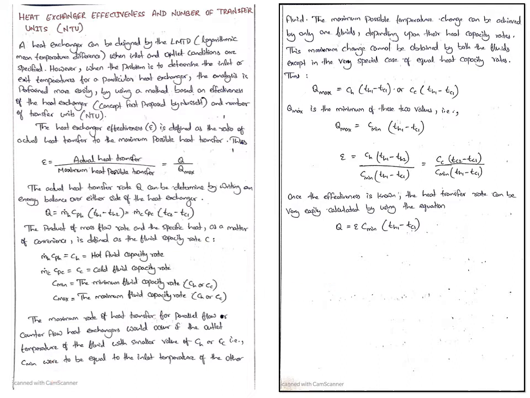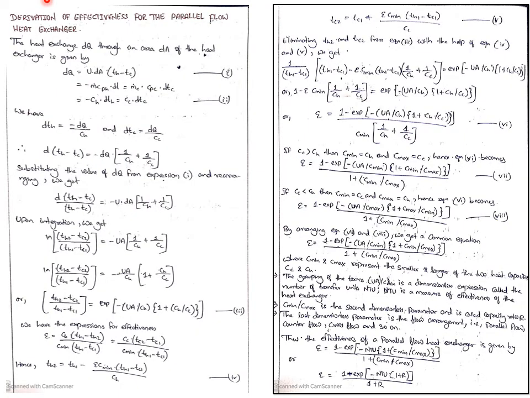Let's see further based on the derivations. These are the derivations of the effectiveness of the heat exchanger with respect to parallel flow and counter flow. This derivation is with respect to parallel flow. If you remember the derivation of heat exchangers for parallel flow and counter flow, the same temperature distribution curve will be useful here.